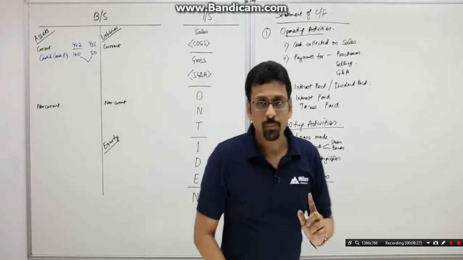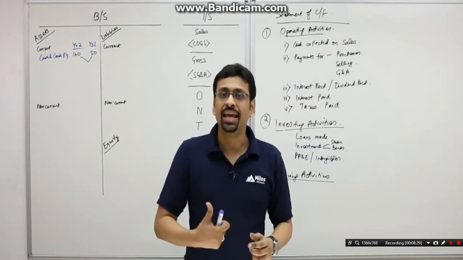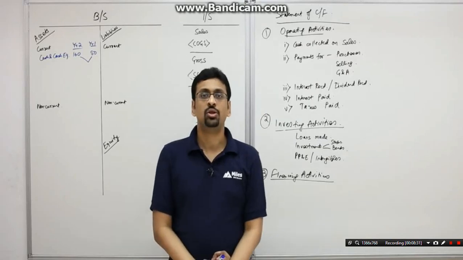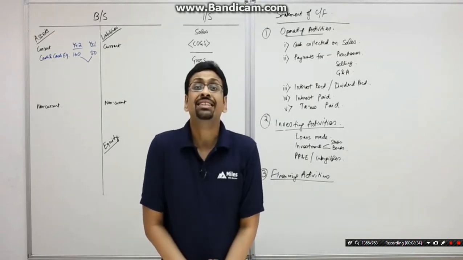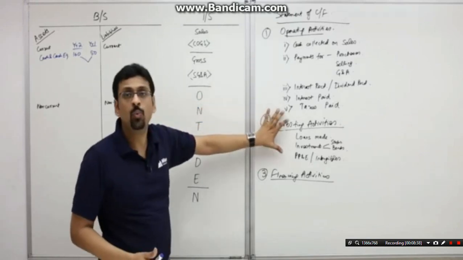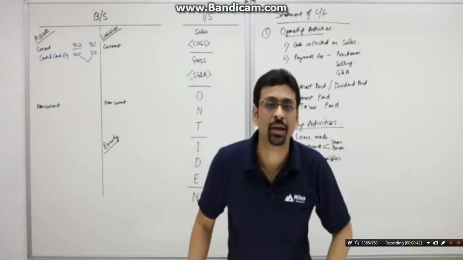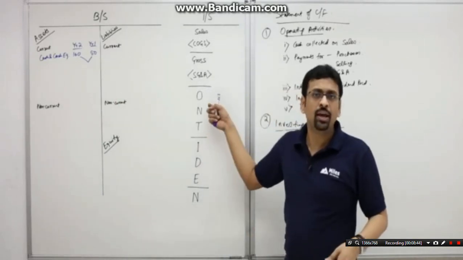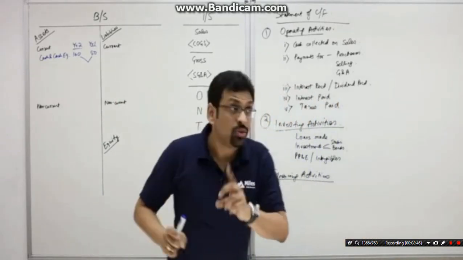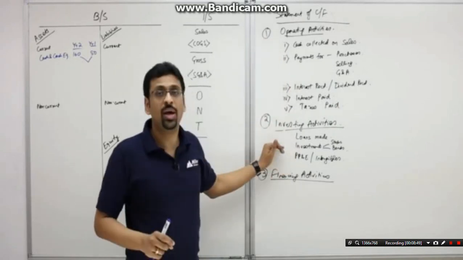Now, one thing that you need to remember is if you have a gain or loss on sale of investments, if you have a gain or loss on sale of PP&E, that doesn't go on operating activities. That comes in investing activities. So if you had a gain on sale of PP&E, that would be non-operating income here. But that is not operating activities. That comes in investing activities.